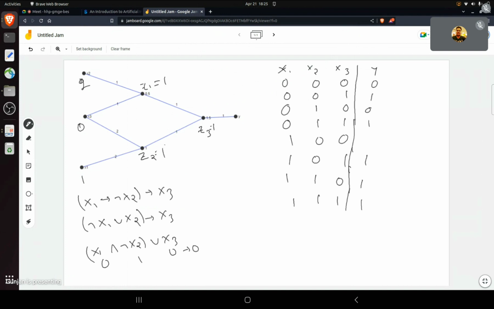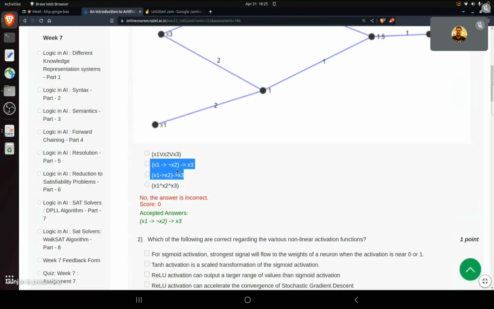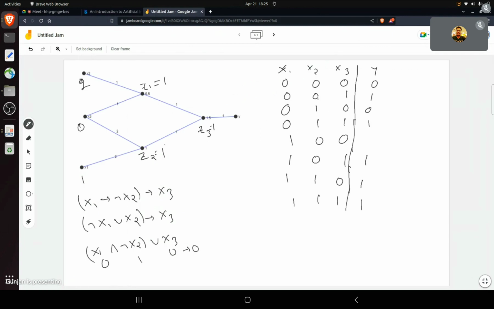If you do that, we can eliminate option number one and option number three. Remaining are option number two and option number four. Option number four is obviously wrong. You can just hit and try: for zero, option one comes, so yeah, that is wrong. So the only answer is option number two.